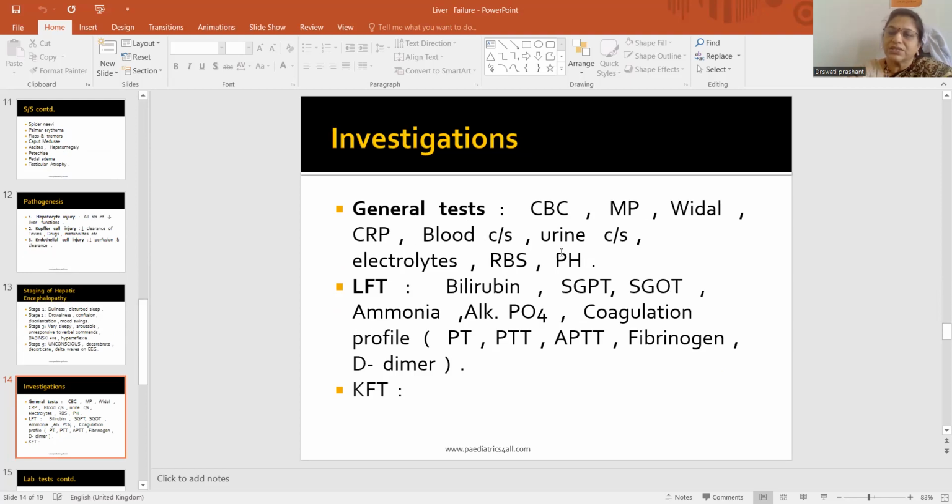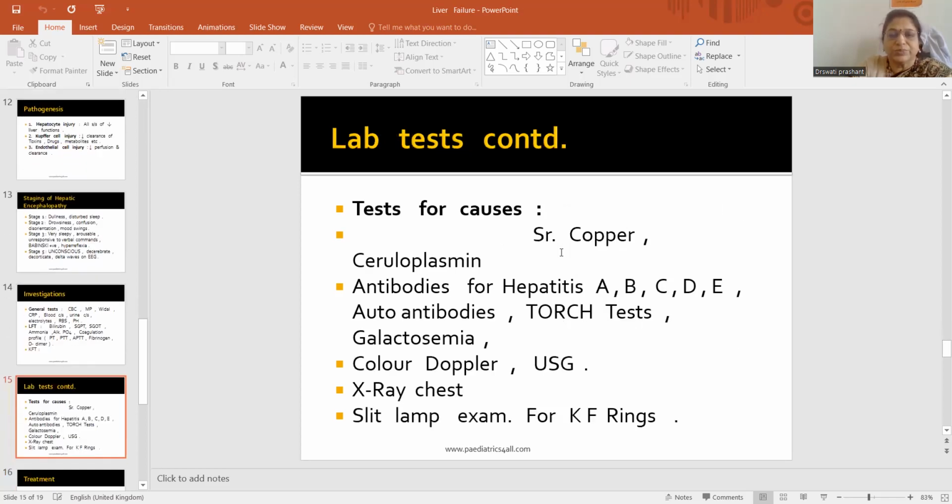Now, what are the investigations to be done in a case of liver failure? The general investigations are complete blood count, malarial parasite to rule out malaria, Vidal test, CRP, blood culture, urine culture, electrolytes, random blood sugar, and ABG. Liver function test, we have to do bilirubin, SGPT, SGOT, ammonia, alkaline phosphatase, coagulation profile should be done. Kidney function test should be done.